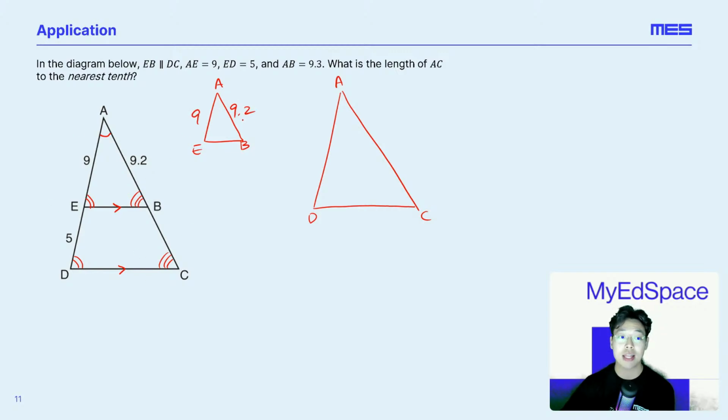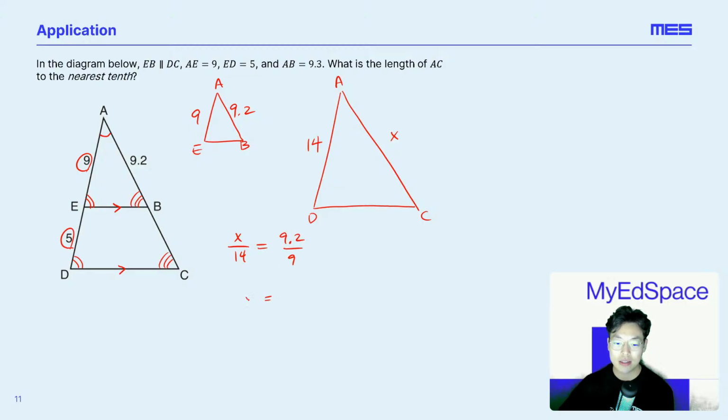We want to figure out the length of AC. So this is the X value. This is our unknown that we want to find. And we know that AD here is equal to 14 because we add the 9 and the 5. Again, the first mistake that students may make in this problem. And let's set up the proportion. This one's pretty simple. X over 14 will be equal to 9.2 over 9.